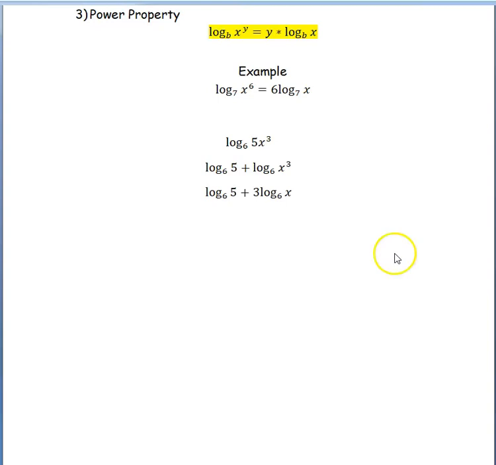What would I do here? Well, first off, now this is a product because it's 5 times x to the 3rd.